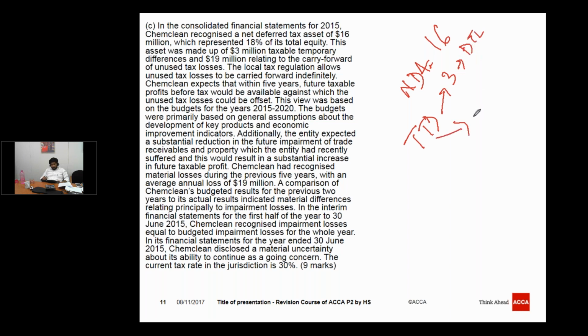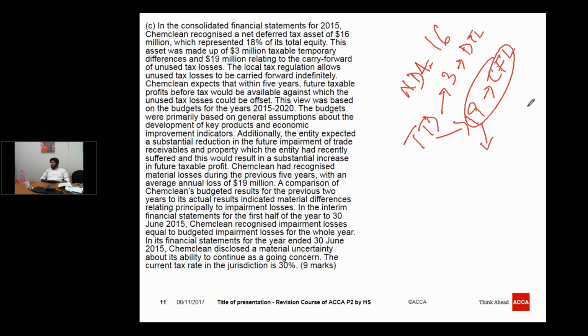And there is a deductible temporary difference of 19 million. That is the carry forward losses. IAS 12 says about the carry forward losses that you can recognize the deferred tax asset for the carry forward losses, but to the extent that the future taxable profits will be available against which the carry forward losses can be utilized.